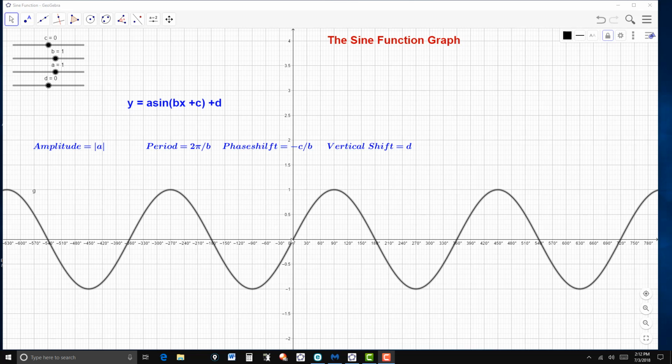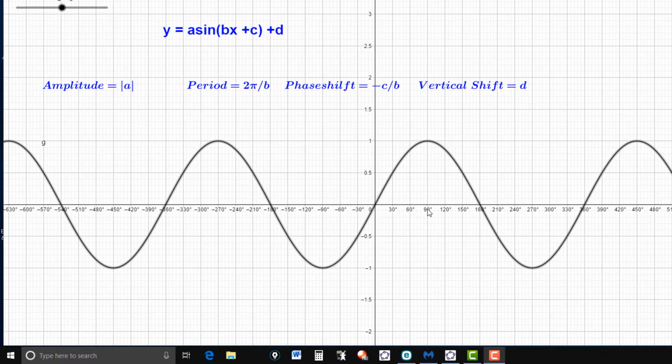The a value is going to determine the amplitude. I have this set to degrees. If we use radians, then here at the origin, this would be 0 radians, and it would go up to 2 pi. This is the basic period of the sine function. Starts at 0, goes up. The high value from the x-axis is 1, and the low value is -1. The difference between those two values, 1 minus -1, is 2. You divide that by 2, and that gives you the amplitude.